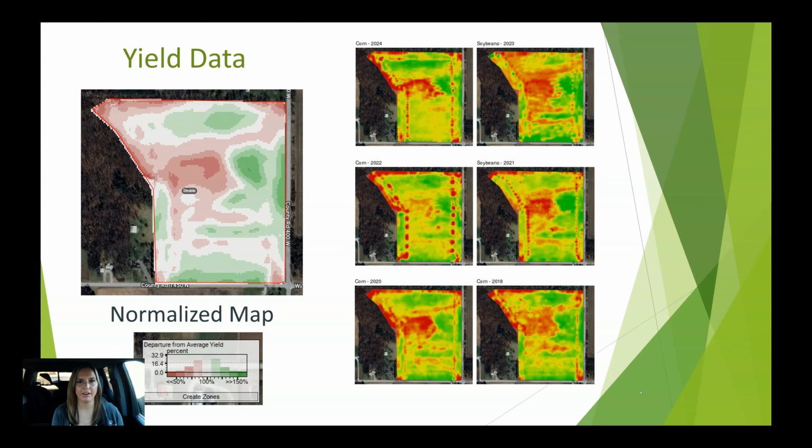We put them all together and get what's called a normalized yield map that you see on the left. So this is going to delineate zones where in red are historically lower than average, white is around average, and green would be significantly above average.